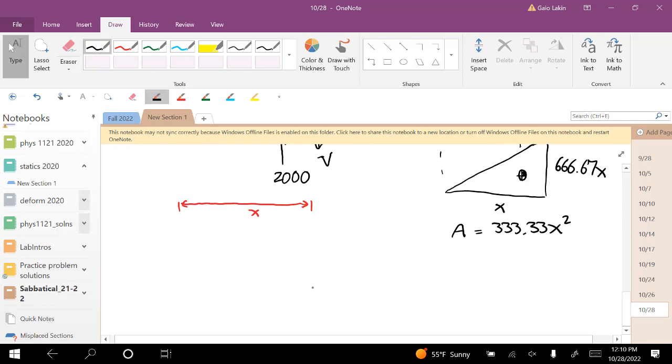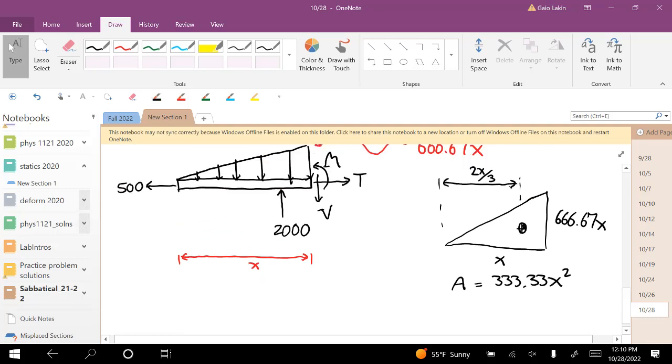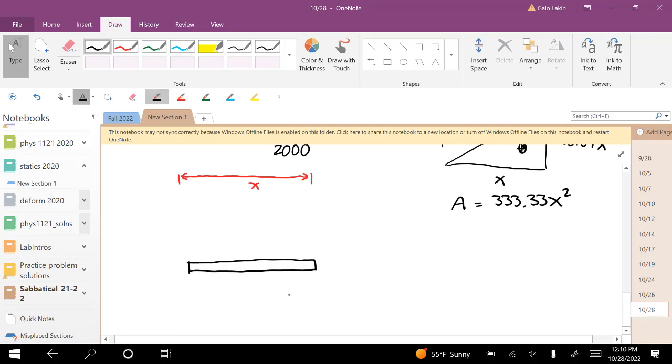So now I'm going to draw a new free body diagram. We have the 500 Newton force on the left. We have the upward force of 2,000. We have the downward force that represents the distributed load, 333.33 x squared. And then we have the internal loads.